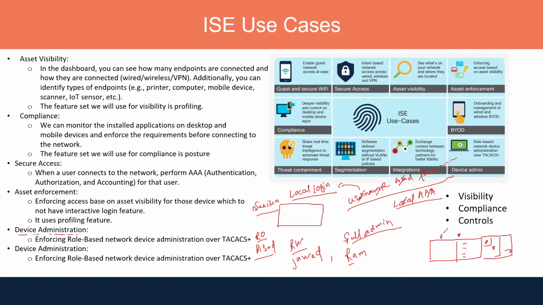So that means what we are going to create is AAA, basically: authentication, authorization, and accounting. And for that, we are using TACACS. These TACACS services we are using. TACACS supports AAA, right? So we are using TACACS and we are using AAA.